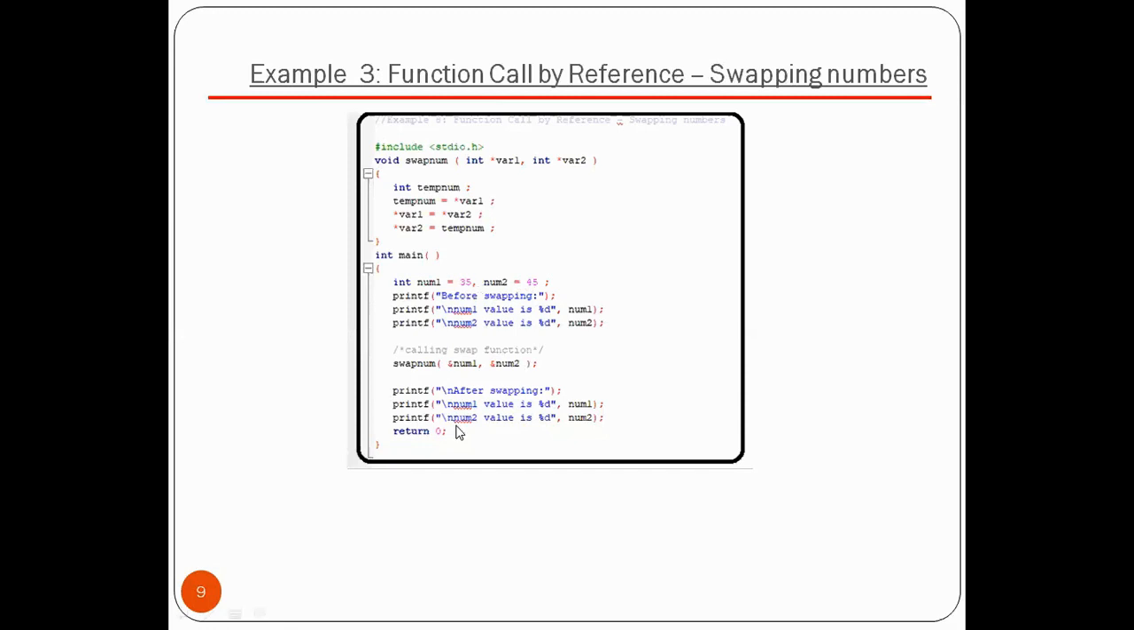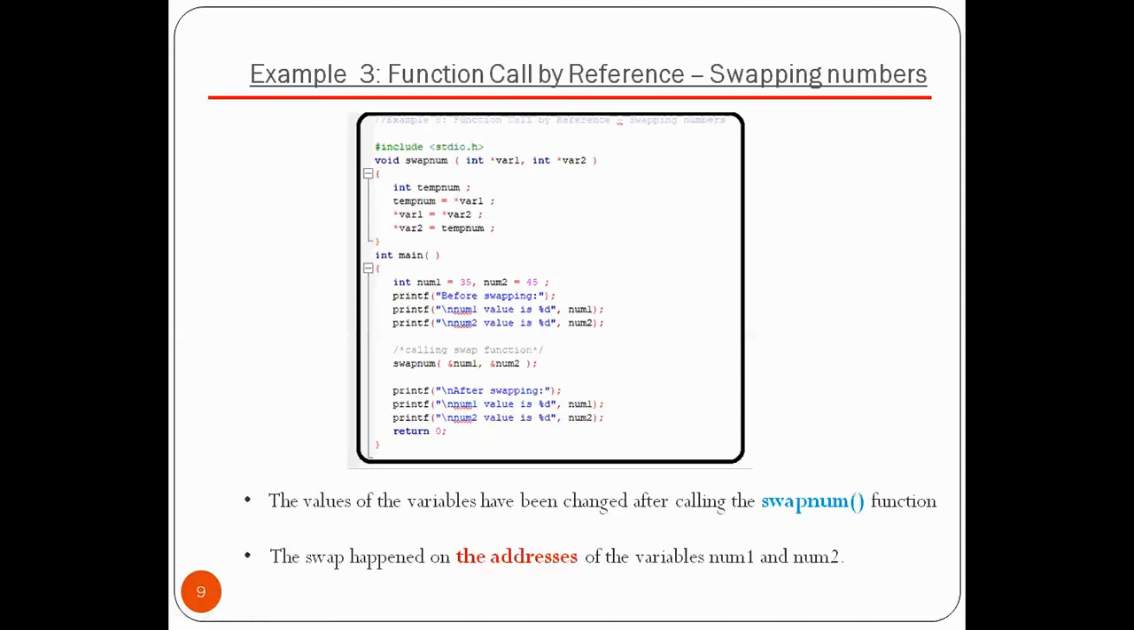So what is happening? These two addresses will be passed to the function definition and stored in some pointers. So variable 1 pointer and variable 2 pointer will be holding the addresses of num1 and num2, right? And then we will perform the swapping. Now remember, we are performing the swapping on the pointers, not on the variables, right? So the swap happened on the addresses of the variables num1 and num2. It is performed on the addresses.